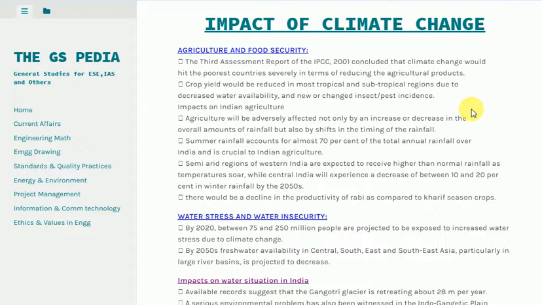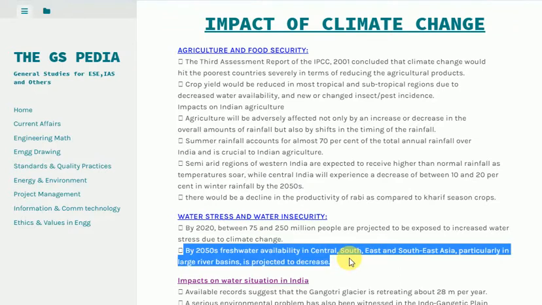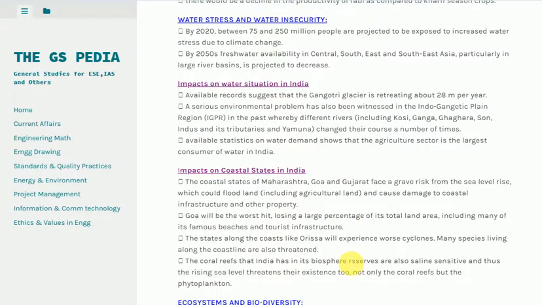Water stress and water insecurity. By 2020, between 75 and 250 million people are projected to be exposed to increased water stress due to climate change. By the 2050s, fresh water availability in Central, South, East and Southeast Asia, particularly in large river basins, is projected to decrease. Impacts on water situation in India.